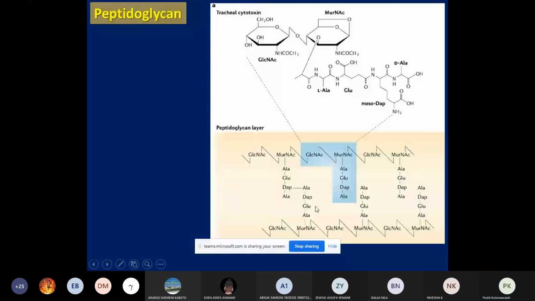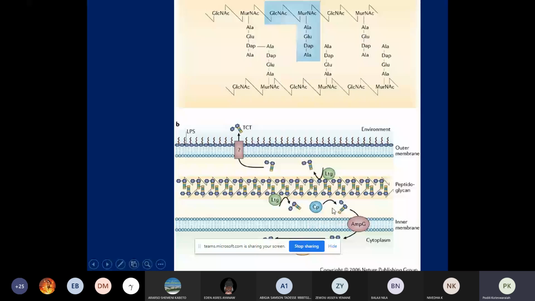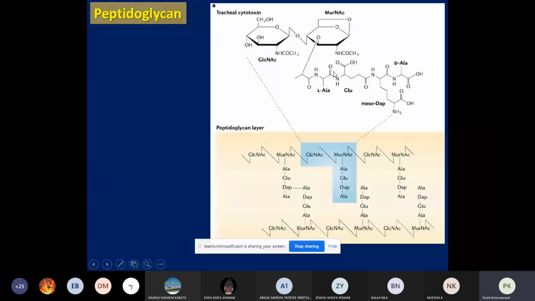The enzyme lysozyme, we know, kills bacteria by hydrolyzing the beta 1,4 glycosidic bond between NAM and NAG, but not between NAG and NAM. It is because enzymes are highly specific. So lysozyme hydrolyzes the peptidoglycan by hydrolyzing the beta 1,4 glycosidic bond between NAM and NAG, but not between NAG and NAM.